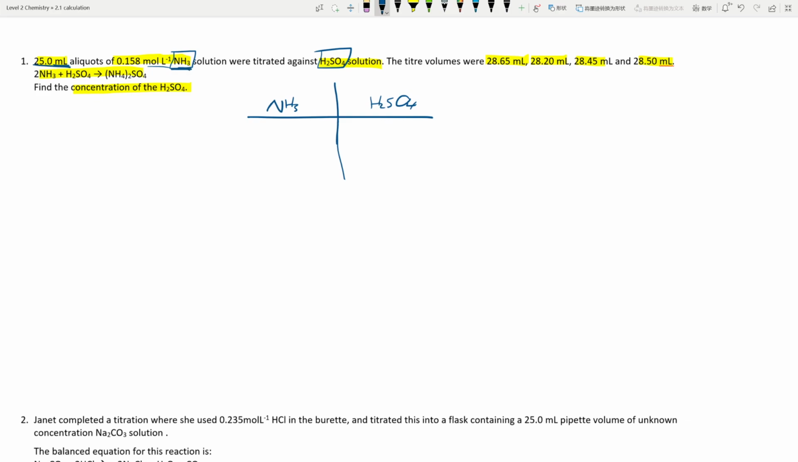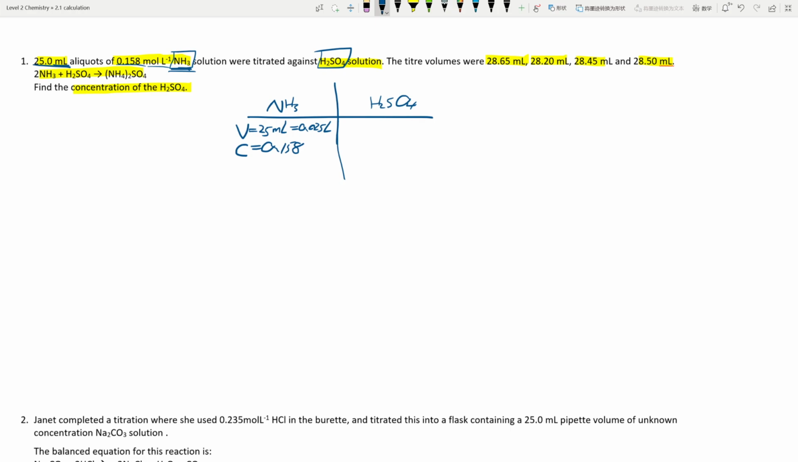25 mils of NH3. So the volume is 25 mil, which is 0.025 liters. And what else do I know about NH3? I know the concentration. The concentration is 0.158 moles per liter. So if you do it like this, do it like what I did, guys, you will never make the mistake of incorrectly placing the volume or the concentration for the wrong species. Okay, because it just saves you so much trouble.